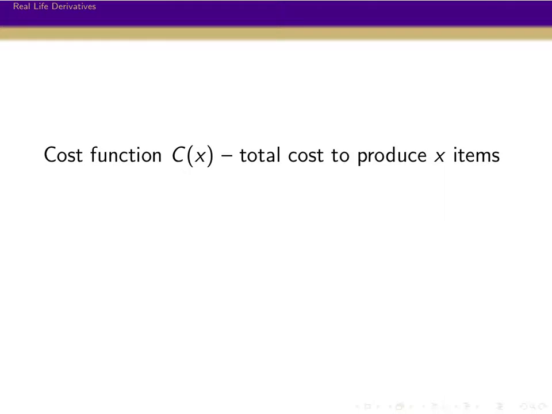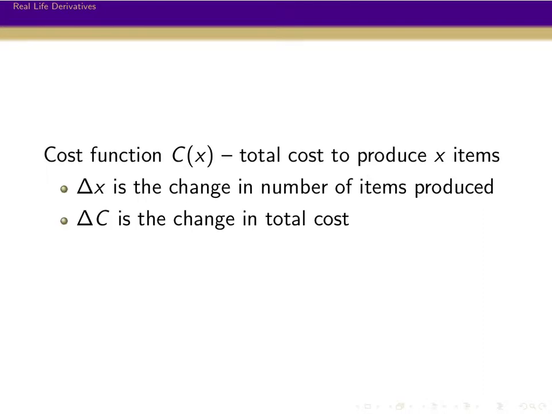Okay, so another common place this pops up, especially if you're interested in business types of things, is in the cost function. So we've talked about the cost function before. For a company, C of X is going to represent the total cost to produce X items. Right, so in this setting, delta X, the change in X, is going to represent the change in the number of items produced. And then delta C, C is our function, and so that's going to be the change in the total cost.